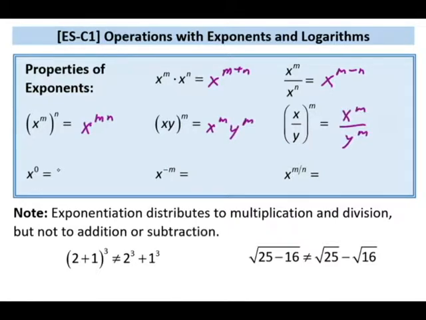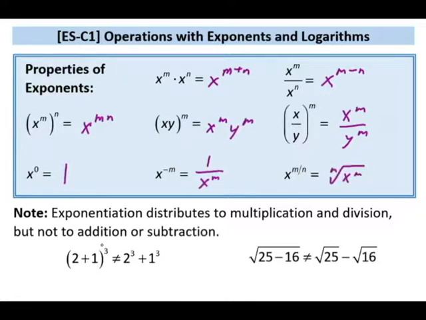Anything to the zero power is 1. Anything to a negative power is a reciprocal. Anything to a fractional power is a root. The denominator is the order of root that we're taking.